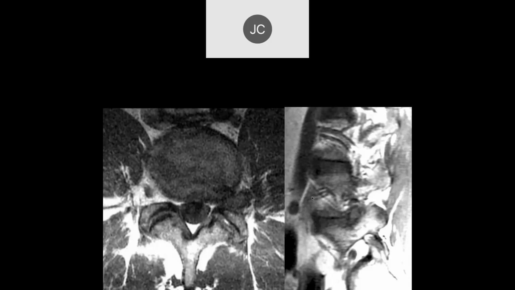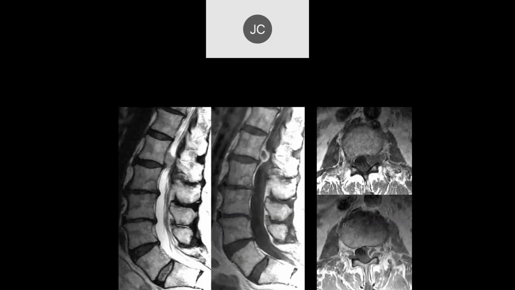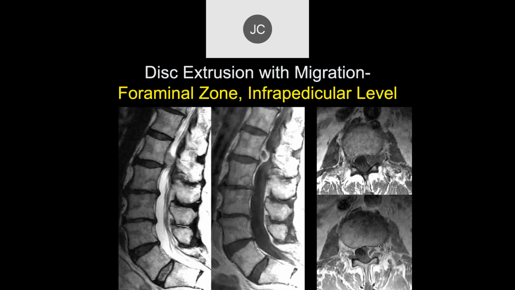All right, so it looks like in the left neural foramen we have some disc material. Is it mass or is it a disc? Here is what the sagittal images look like. This is T2 and this is a pre-contrast, post-contrast T1. So yeah, you're right. This was a disc extrusion out in that area.